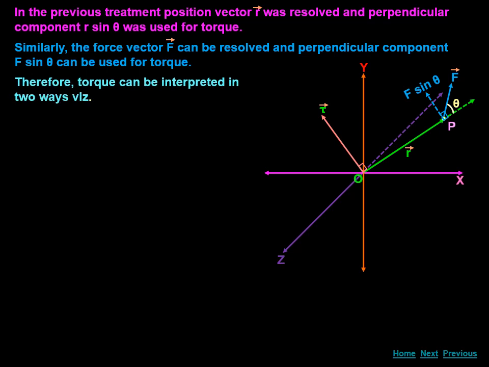Therefore torque can be interpreted in two ways. First, torque is equal to r sin theta times F. Here we are taking the perpendicular component of r vector times force. Torque is equal to r perpendicular times force. In the second case, torque is equal to r times F sin theta. So here we are taking r multiplied by the perpendicular component of force.